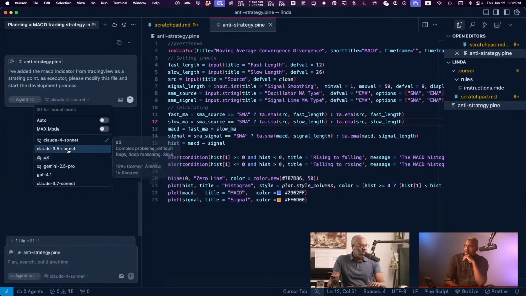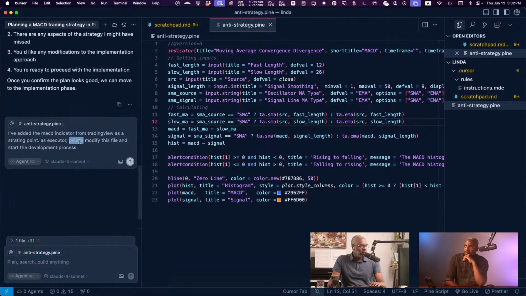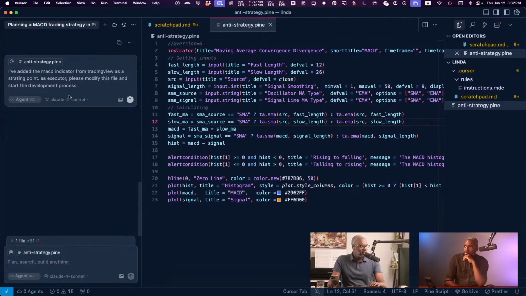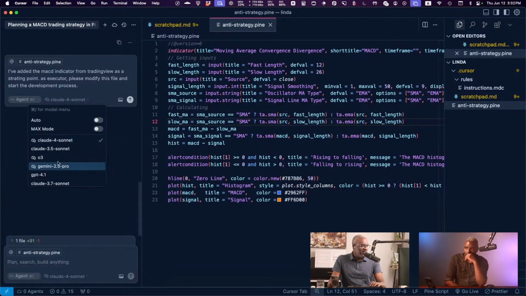Maybe if I don't use max mode, maybe then it'll let me. Oh, God. So painful. That to me is like if my internet's down for the day. I go, come on. Let's try O3.